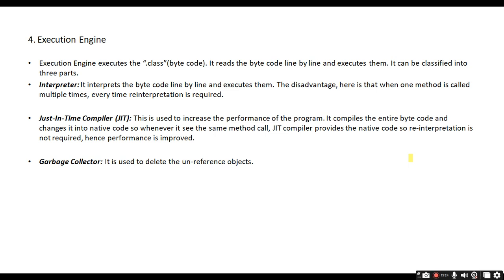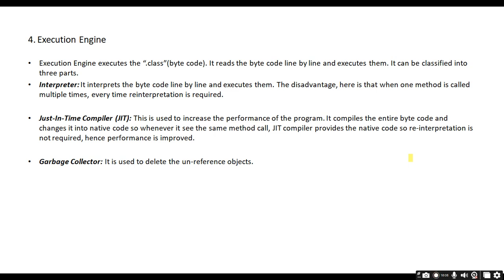Now the fourth step is the execution engine. The execution engine executes the .class file which contains the bytecode. A few minutes before, I covered that whenever we compile the .java file using the javac compiler, it generates the .class file, which contains the bytecode. This bytecode is executed by the execution engine. It reads the bytecode line by line and executes it.